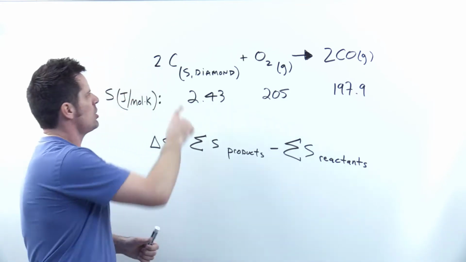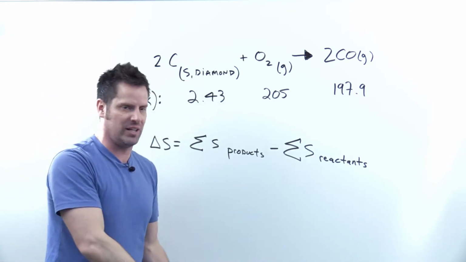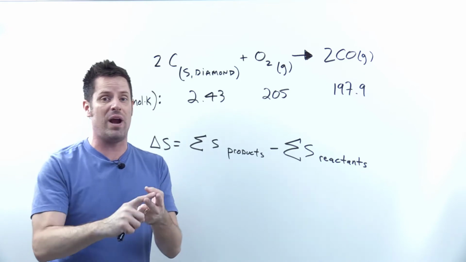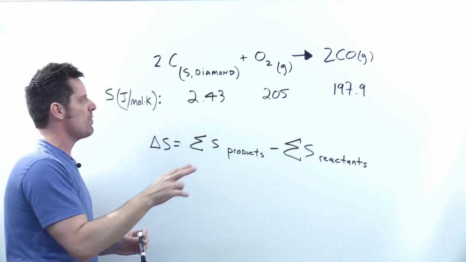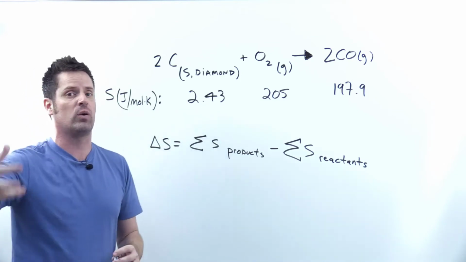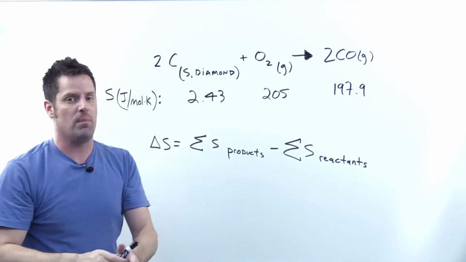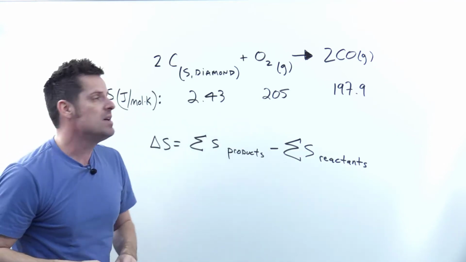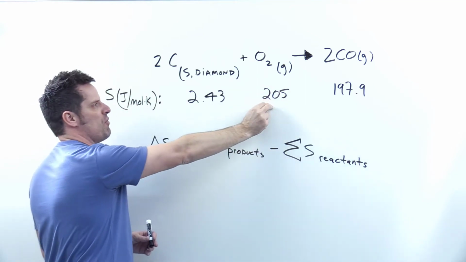For example, carbon in solid form actually has multiple different forms of solid carbon. You can have solid charcoal, graphite, or diamond. When we look at our entropy table, we need to make sure to write down the value here that I've written, 2.43, which corresponds to carbon solid in its diamond form, not any of the other forms. Make sense? By analogy, we look at our table and find O2 gas has an entropy value of 205 and CO gas of 197.9.